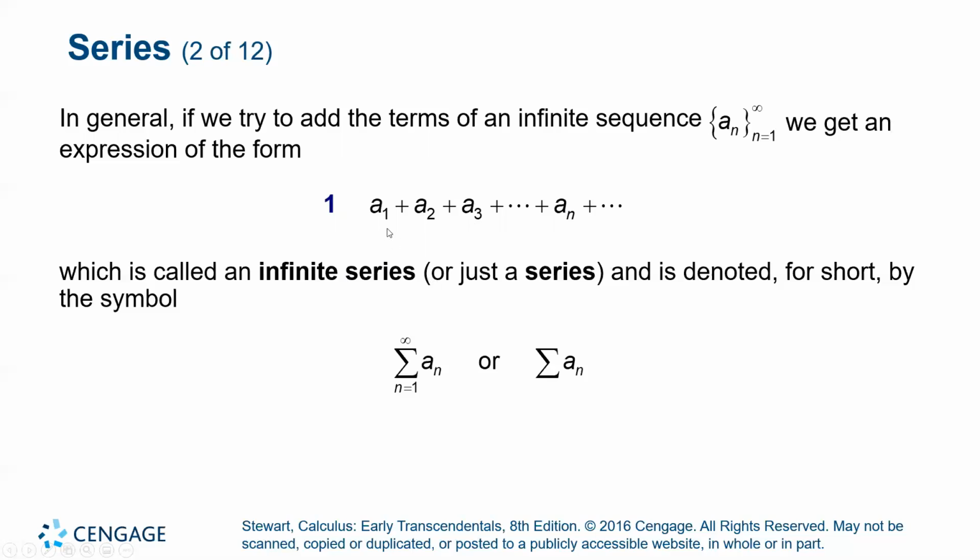Another way we can denote that series is with the sum notation, the sigma. So we have the sum as n goes from 1 to infinity of a sub n. We've already used this notation several times when we were talking about integrals, so hopefully this looks familiar. But a way to write an infinite series is with this sum notation.